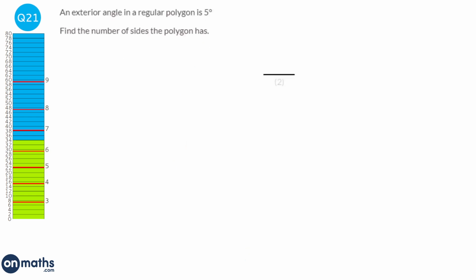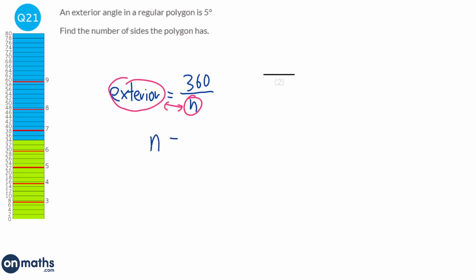So we know that the exterior angle is equal to 360 divided by the amount of sides, which we can just call n. And something you can do is swap these two things around. And we can say that n, the amount of sides, is 360 divided by the exterior angle for a regular polygon. So we just do 360 divided by 5, and that gives us 72.